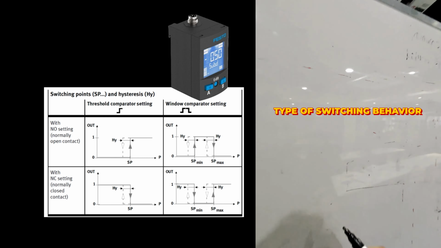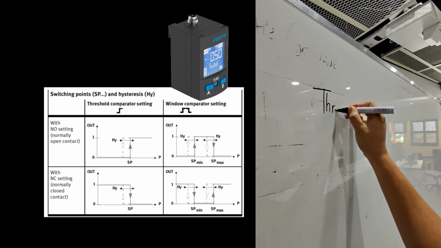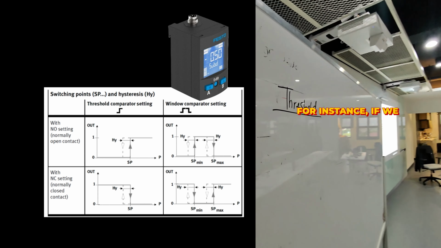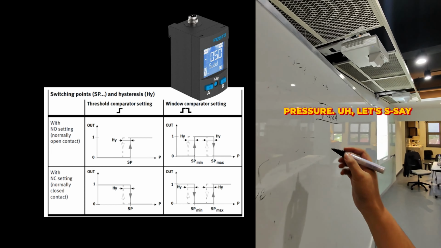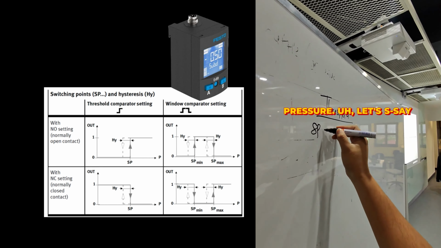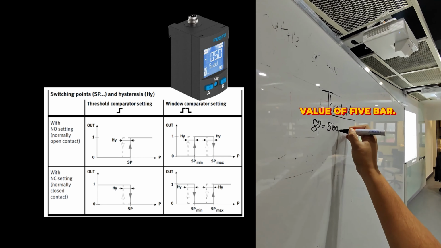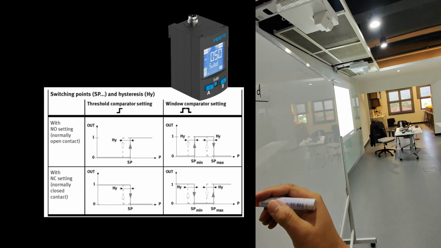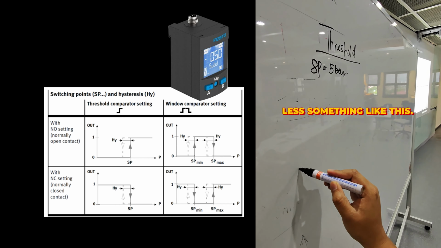The first type of switching behavior we see, we refer to as a threshold. For instance, if we look at an example, we just set the pressure. Let's say we decide to set the operating pressure, for instance, to a value of 5 bar. Now moving on, if we happen to select the threshold mode, it essentially means that our switching behavior will look more or less something like this.